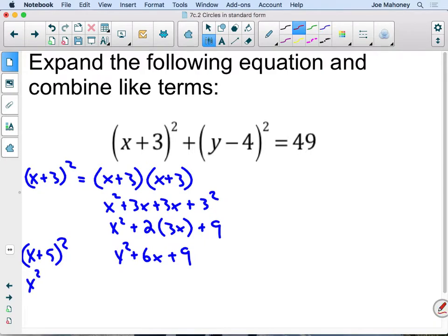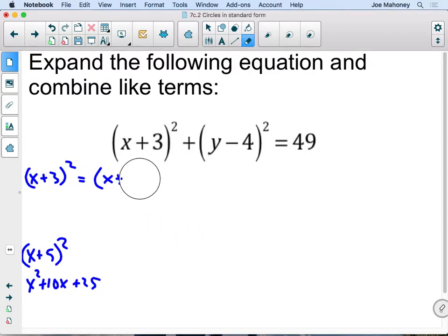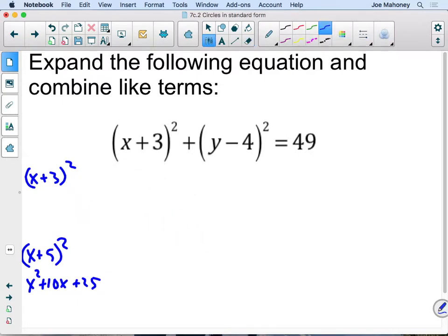I square the first term. And then check out what I do in here. I multiply the terms together, and I multiply it by 2. So I get 2 times 5x, which is 10x. And then I square the last term, 25. So it's a nice way to do that without having to write it all out and do the distributive property. So when I do all that, I'm going to get x squared plus 6x plus 9.